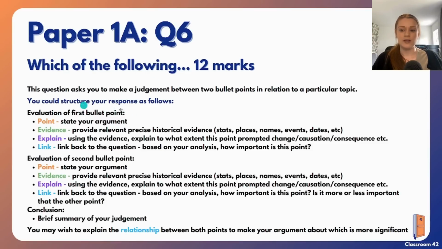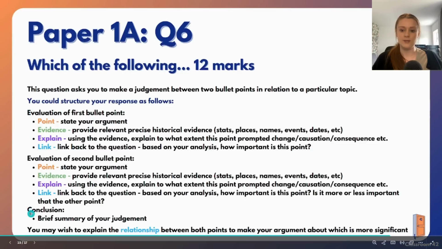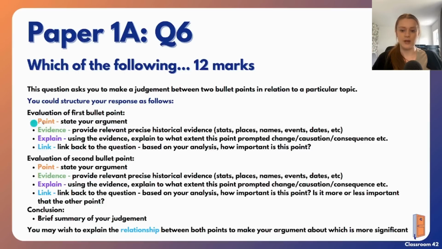So you could structure your answer as follows. I would suggest doing 2 PEEL paragraphs and a conclusion at the end. Your first paragraph needs to evaluate your first bullet point. So obviously you need to state your point. Then you give your evidence, providing relevant historical evidence, so lots and lots of, as usual, stats, places, names, events, dates. And then explain, so using the evidence, explain to what extent this point promoted change or causation or consequence, whatever the question is asking you. And then all you need to do is link back to the question. Based on your analysis, how important is this point?